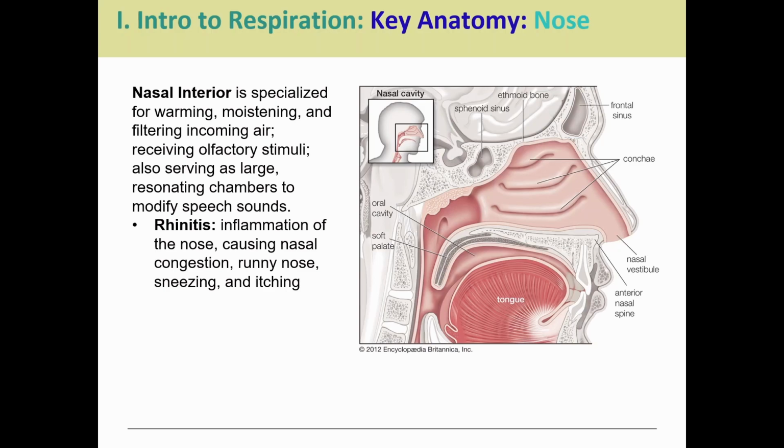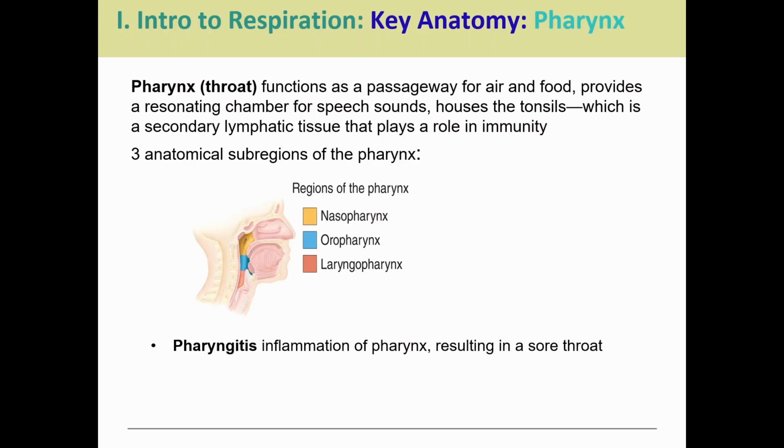So let's go ahead and just talk ourselves through. We have the nasal interior, if we're talking about how air is coming in. This is where we are going to warm air, moisten it, and filter it. This is also where we do our odor detection, and we have these large chambers to help us with speech sounds. As we move down to the pharynx, this is what we would casually call the throat. We have three regions: the nasopharynx, the oropharynx, and the laryngopharynx, which are named for the things that they are in contact with. So the nasopharynx is in contact with the nasal cavity. The oropharynx is in contact with the oral cavity, things of that nature. We do have lymphatic tissue here. This is where we can find tonsils, where we have lymphatic tissue to help provide some immune protection.